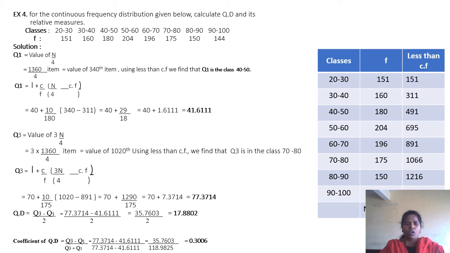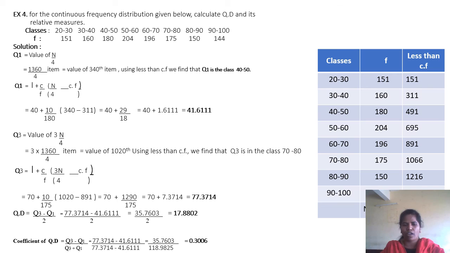Then you have to find the quartile deviation and its coefficient. First, the quartile deviation is equal to Q3 minus Q1 divided by 2. So what is your Q3? Q3 is 77.3714, minus 41.6311, divided by 2. Then you get the final answer, 17.8802. This is the quartile deviation.